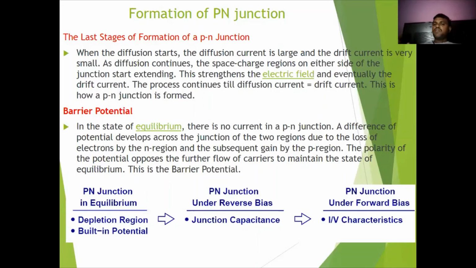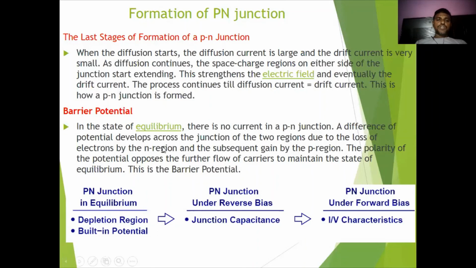Opposite currents means they will cancel each other. Drift current and diffusion current are opposite and equal, so they will be cancelled. So there is no current flowing at the equilibrium condition. That is what you have to remember. Another very important key point: whenever the diffusion current and drift current in an open circuit PN junction are equal and in opposite directions, that point is called the equilibrium condition. At that equilibrium condition, there is no current in a PN junction.